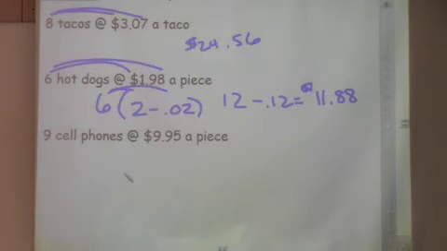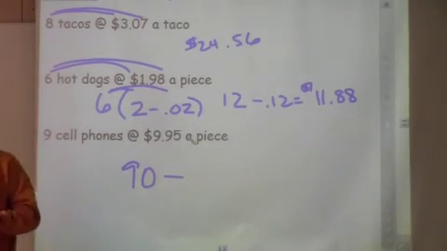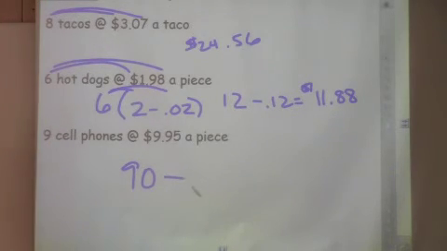Stuart, what do you think? 9 times 10 would be $90, but you're saving what? 5 cents. You're saving 5 cents per cell phone on 9 cell phones. So how much do you save? 45 cents. Well, what's $90 minus 45 cents?